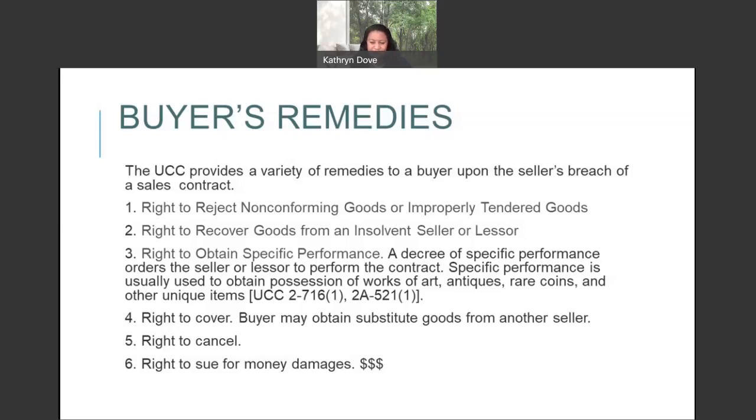What are the other buyer's remedies? The right to cover. The seller does not ship goods the buyer needs in a timely manner. The buyer may obtain substitute goods from another seller. The buyer can cancel the contract entirely. And finally, the buyer has the right to sue for money damages in a court of law.